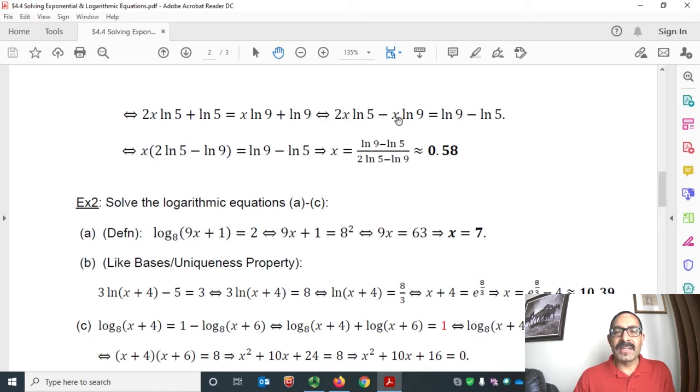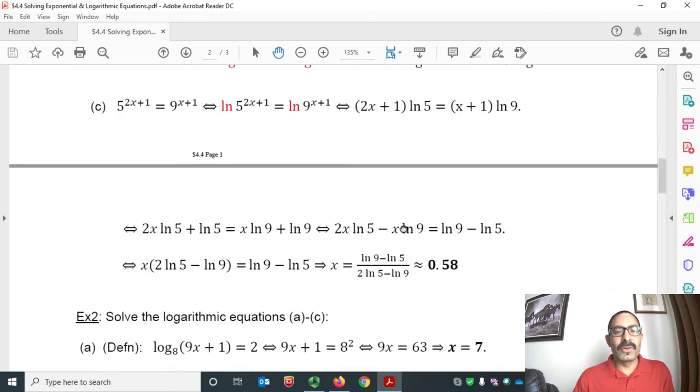So we factor the x from the left hand side, and then what is left? 2 ln 5 minus ln 9 is left. Right side as it is. Then to find the value of x, divide both sides by this coefficient of x. So then x equals ln 9 minus ln 5 over 2 times ln 5 minus ln 9. And using a calculator, this turns out to be approximately 0.58.